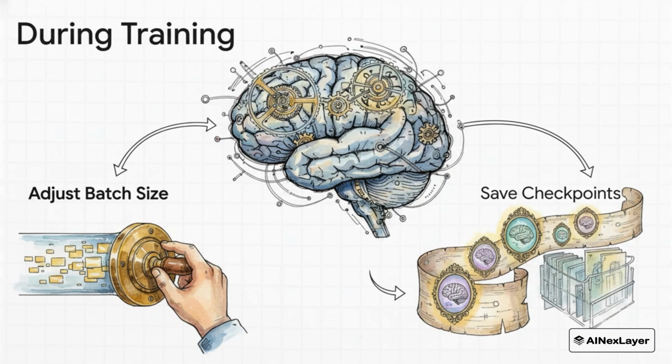And while that training is chugging along, there are a couple of other key practices that are just essential. You'll need to tweak the batch size, that's how much data the model sees at once, to find the right balance between memory use and how often it updates. And trust me on this, you have to save checkpoints regularly. They're snapshots of your model's progress, and they will save you if something crashes.